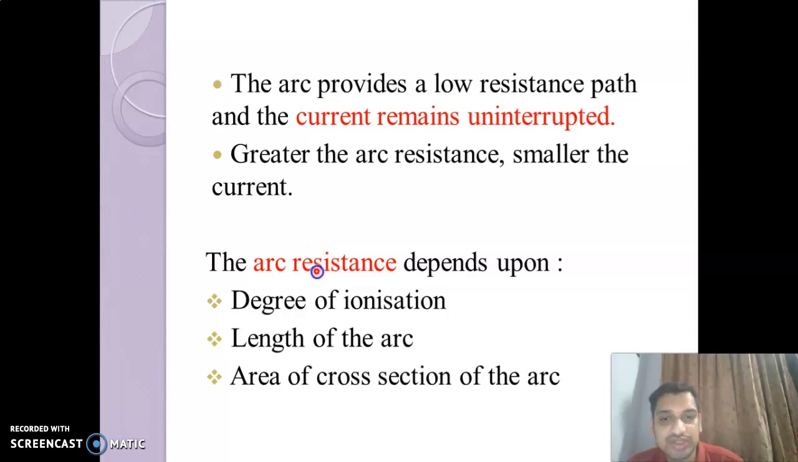So the arc resistance depends upon the degree of ionization, length of the arc, and cross-sectional area of the arc. These are the three factors which affect the arc resistance. So our objective is to increase the arc resistance. The resistance of the arc depends upon degree of ionization, length of arc, that is L, then area of cross section of arc.